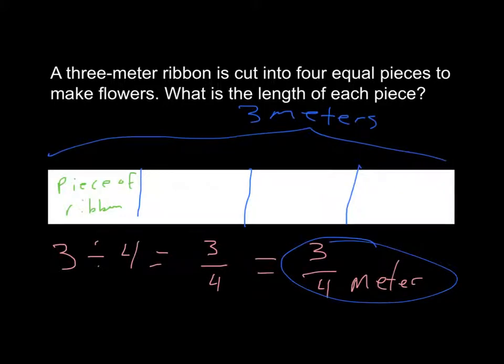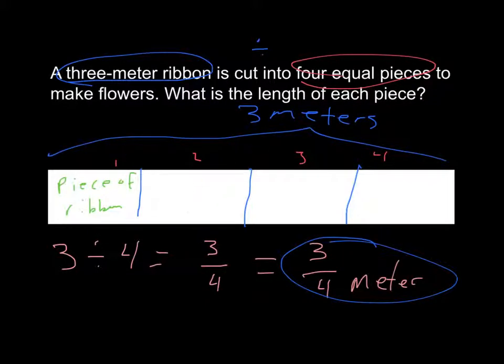When I solve this problem, what I did is I have that 3-meter piece of ribbon being cut into, which means divided, into 4 equal pieces to make flowers. So I have my 4 equal pieces that I am dividing the 3 meters into. Okay, and I have 3 meters divided into 4 pieces, which is the same as 3 divided by 4, which is the same as 3/4. And so here I have 3/4 of a meter. I don't need to simplify because it is not greater than 1, and it already is simplified.